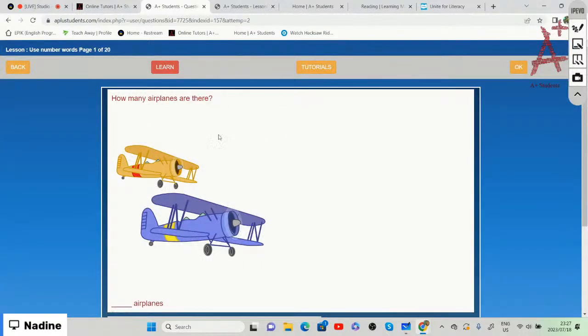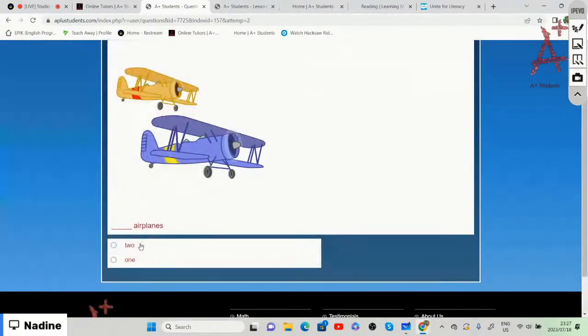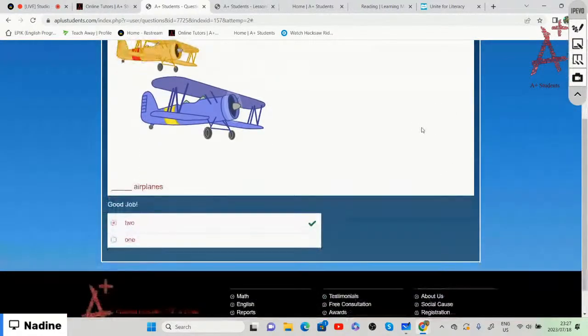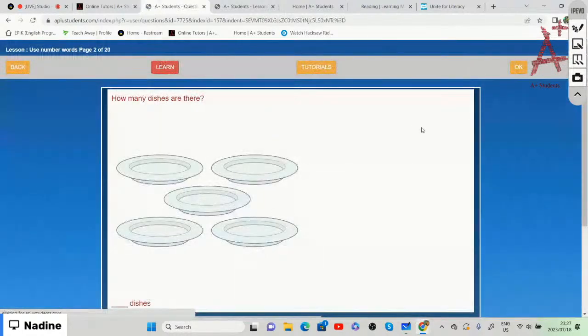How many airplanes are there? There's one, two. So we need to look at the number of airplanes. How many are there? There are two or one. We need to choose the best option in number that tells us how many airplanes there are. If we look at the number of airplanes, there's one, two. So there are two airplanes. If you have two, then well done.